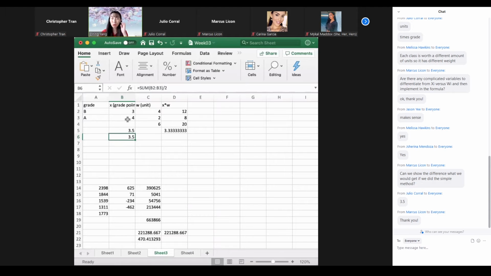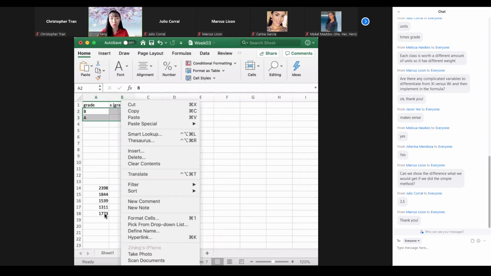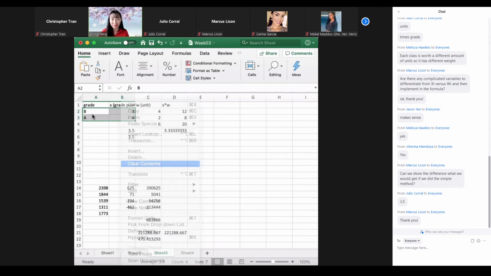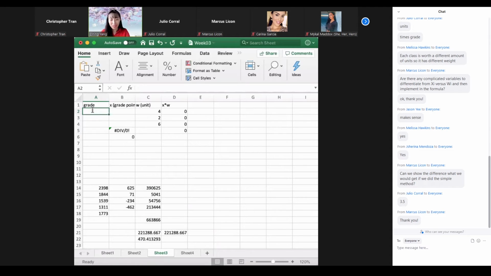But I wanted to show you one interesting experiment. Let's say, what if you flip your A and B, right? What if you get an A in your 4-unit class and get a B in the 2-unit class? So what's going to happen here? Your weighted average goes up.